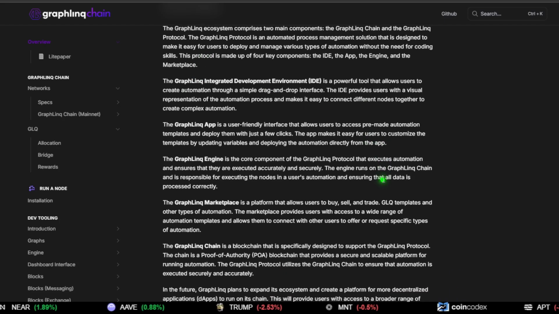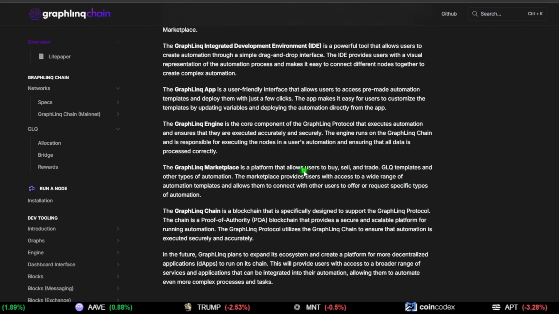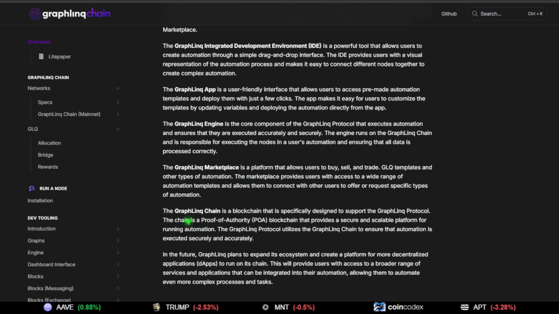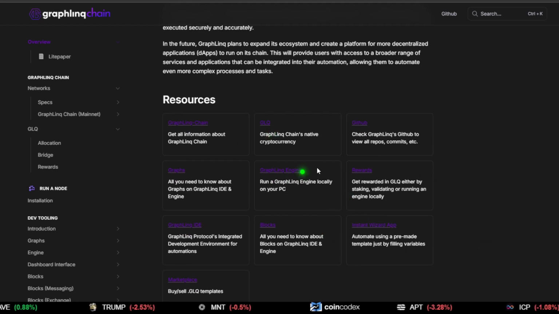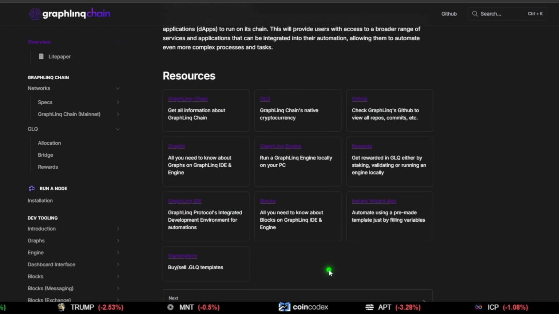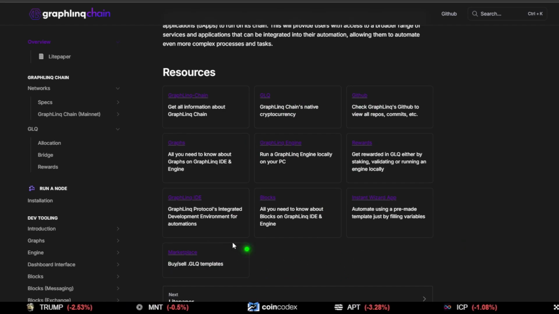They didn't mention much about the marketplace on the website. The Graphlinq marketplace, the chain they talked about, and then the future. Okay, so there's a lot of little resources here if you want to go and dig around a little bit more about that, and let's keep on going.